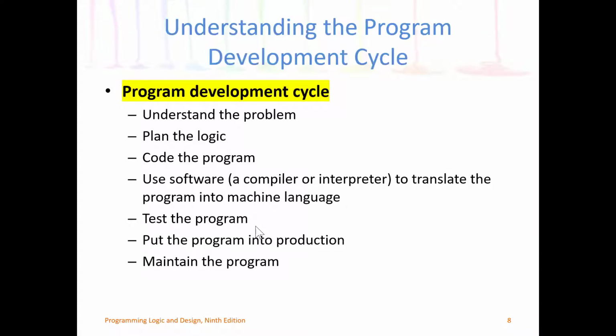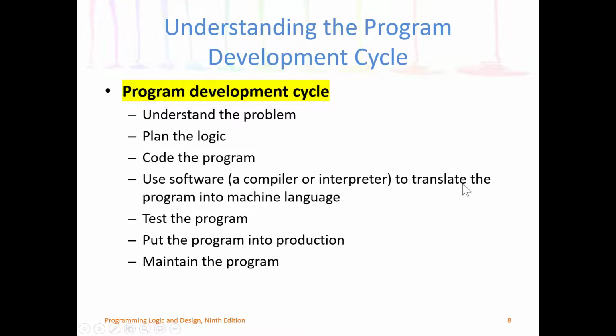You need to know the program development life cycle. You'll see this in almost every programming book. Before we can write the program, we have to understand the problem. Then we need to plan the logic. We need to make sure we understand the problem so we can plan the logic correctly. Then we're going to code. We're going to write the source code.